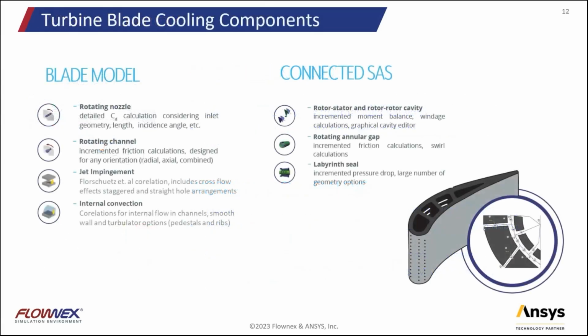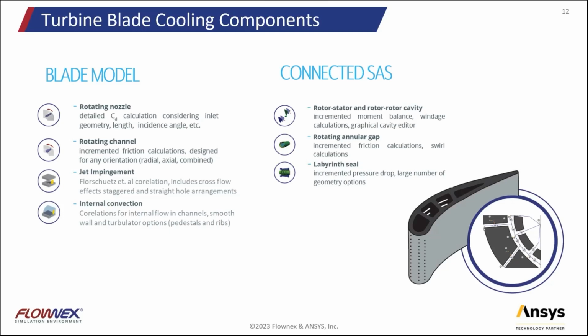As I mentioned, Flownex has a large library of pre-built components that can be used in your simulation models. Looking specifically at gas turbine systems, we have dedicated components that have been developed to be in line with common modeling standards in the gas turbine industry. We have detailed component models for components such as rotating nozzles or rotating orifices. These models include detailed discharge coefficient correlations that include the effect of the shape of the inlet of the nozzle, as well as the length, incidence angle, compressibility effects, and many other effects that are combined to determine a realistic discharge coefficient.